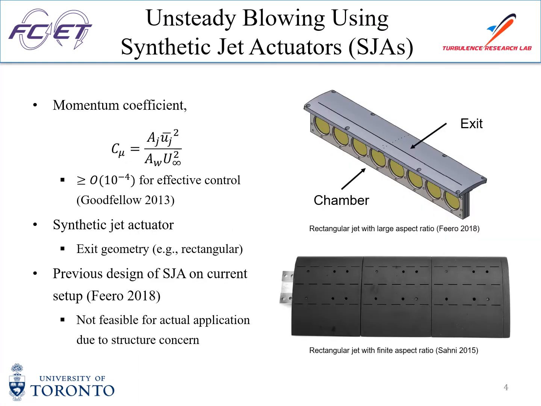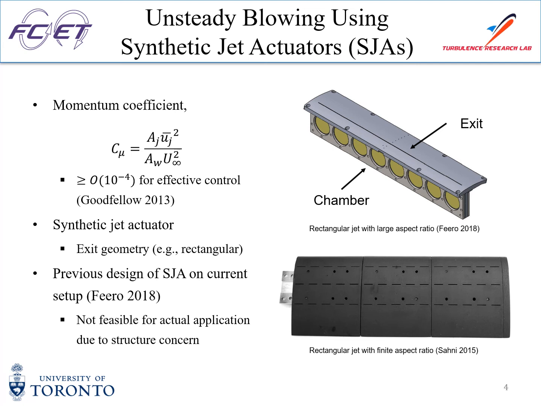Another important parameter, the momentum coefficient C mu, is often used to quantify the strength of the blowing. It's a measure of the momentum of the controlling fluid versus the momentum of the free stream. For separation control on airfoils, it has been reported that the momentum coefficient needs to be greater than order of 10^-4 to achieve separation control.